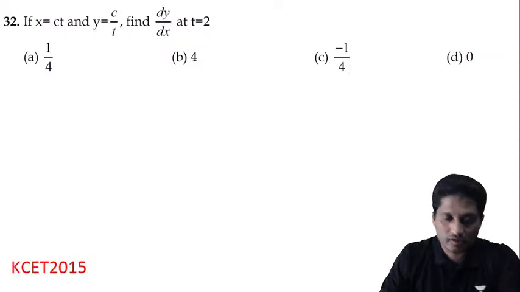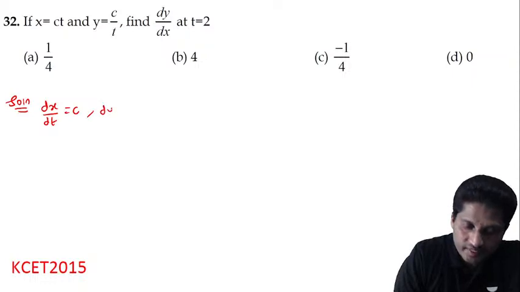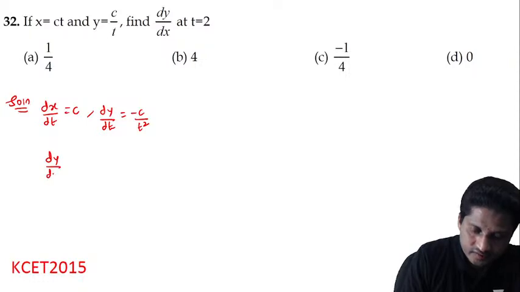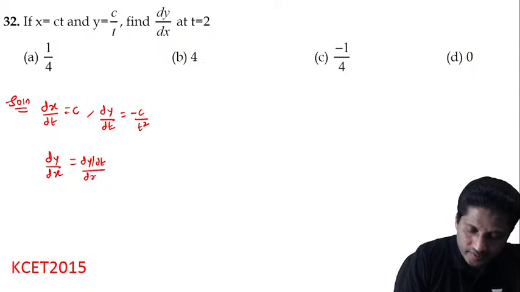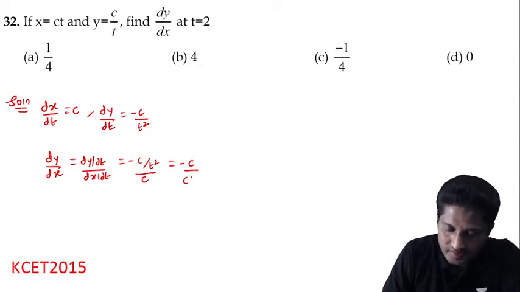x is equal to ct, y is equal to c by t. It's a question on parametric differentiation. dx by dt is equal to differentiation of ct is c. Then dy by dt is equal to differentiation of c by t is minus c by t square. Right, now if I find out dy by dx, dy by dx is equal to dy by dt upon dx by dt. dy by dt is minus c by t square, dx by dt is c. This is minus c by ct square, minus 1 by t square.